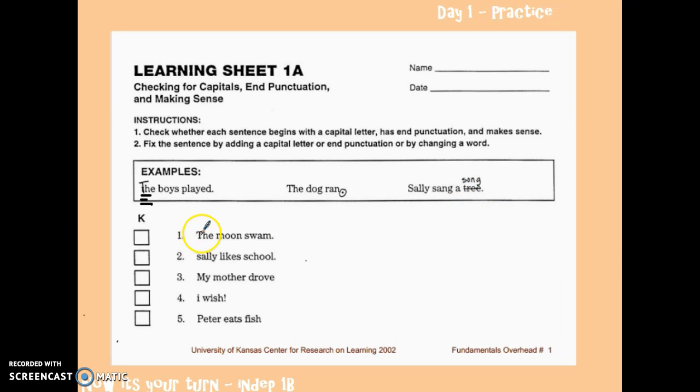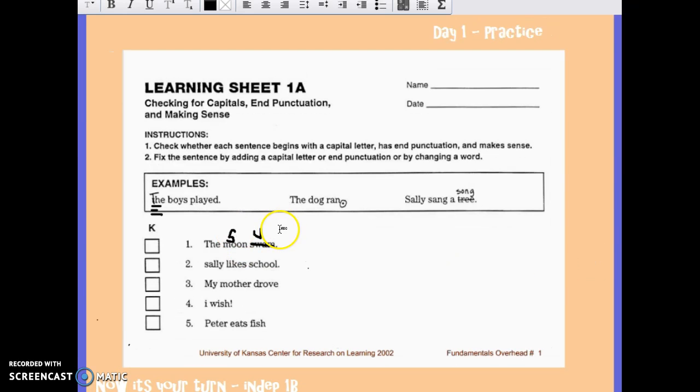Number 1, the moon swam. Well, I've got a capital letter. I've got a verb. The verb is swam. And who or what swam? The moon did. So that is my subject. It has a period at the end, but the moon can't swim. So I'm going to cross out swam, and I can put the word shines. Would make more sense. So the moon shines. Capitals.